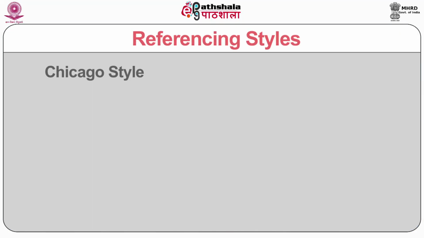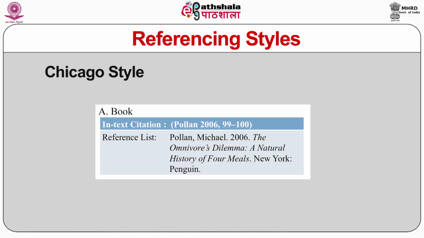Friends, for your more convenient understanding of how the referencing is to be done according to the Chicago style, following are the examples of different types of works that can be cited or referred. Now friends, if you are referring to a book, the in-text citation will be the last name, Pollan 2006, with the page numbers. But in the references, it will be the complete name, last name followed by the first name, Pollan, Michael, then the year 2006, the title of the book, The Omnivore's Dilemma: A Natural History of Four Meals, the place and the publisher, New York and Penguin.